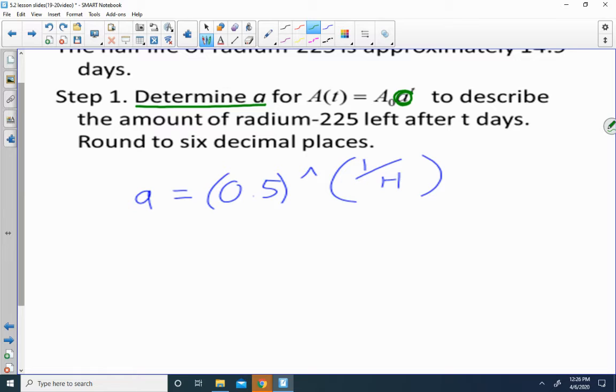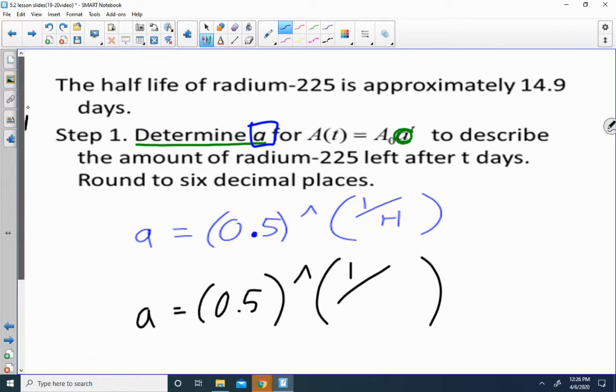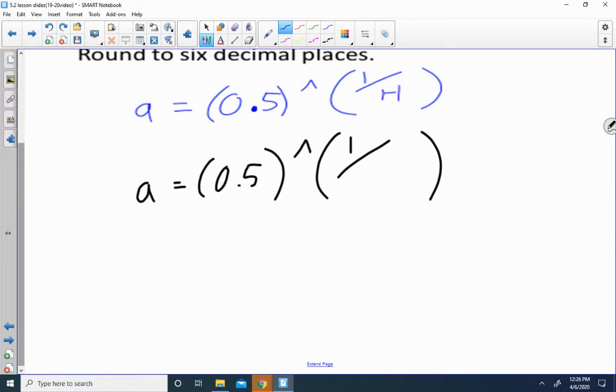And again, I already got the formula for little a written for you, because that's what it's asking for. It wants little a. And in this case, when we find little a, we'll do 0.5 to the power of 1 divided by the half-life, which in this case is 14.9 days. And don't worry about changing that to years or days. Just keep it as it is. So keep it as 14.9. All right, so that's what we'll type into the calculator.